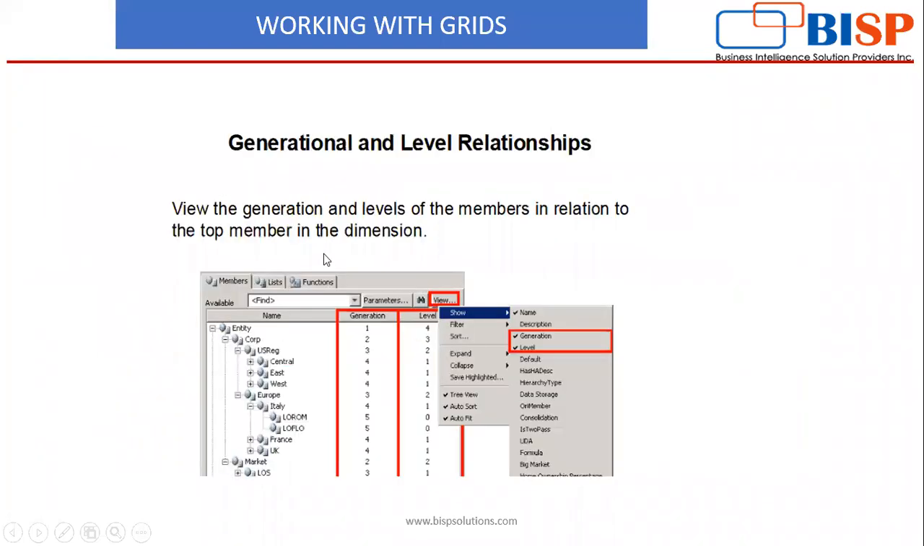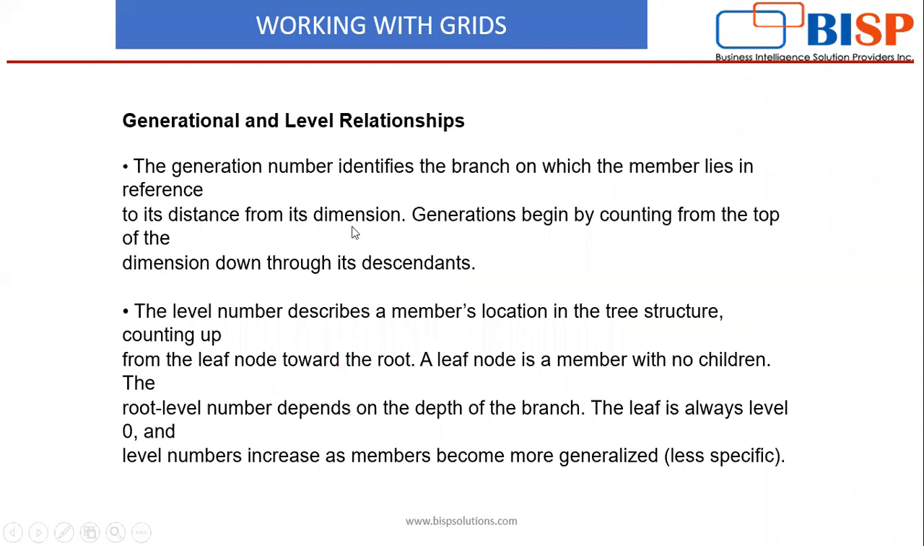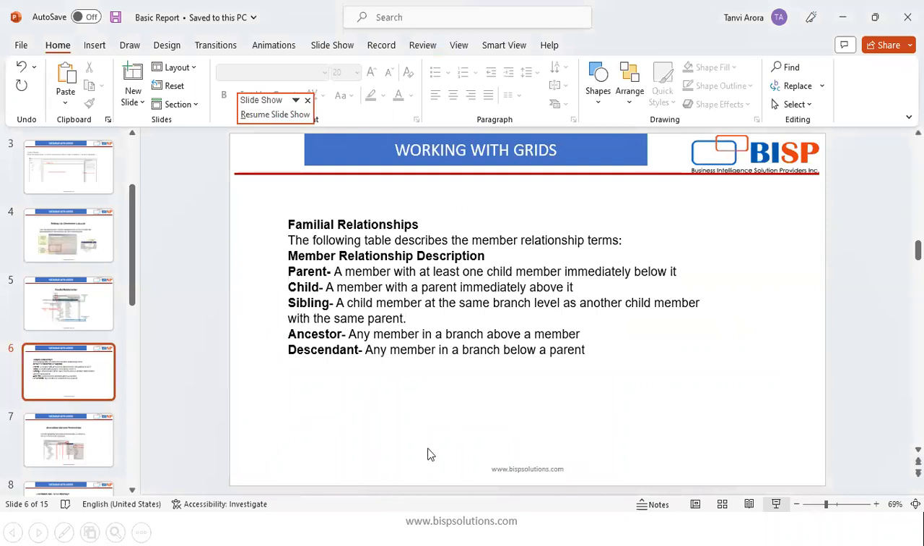It actually shows the relation to the top member in the dimension. Generation number identifies a branch on which the member lies in reference to its distance from its dimension. Generations begin by counting from the top of the dimension down. I will show you in the application.